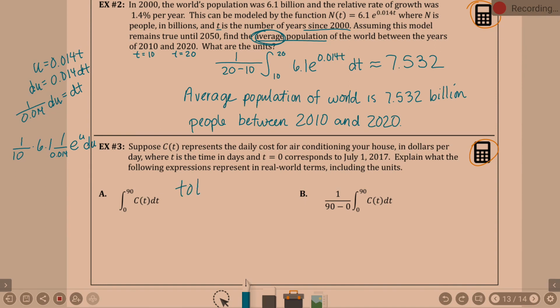Now, could you just say 90 days, the 90 days after July 1st, 2017? Yes, that would be a relevant explanation too. So, total cost to cool your house for July 2017 to September.